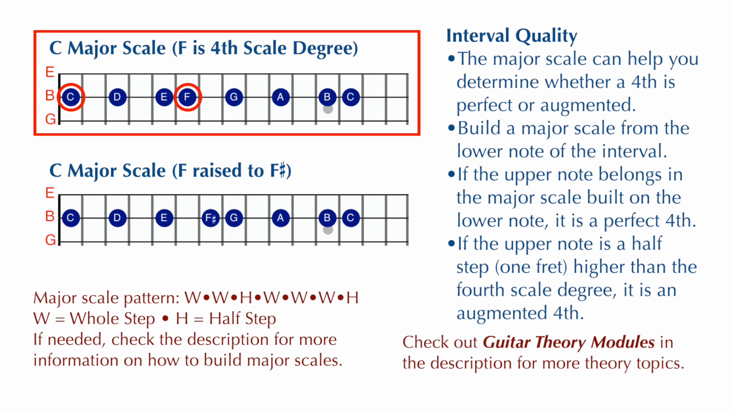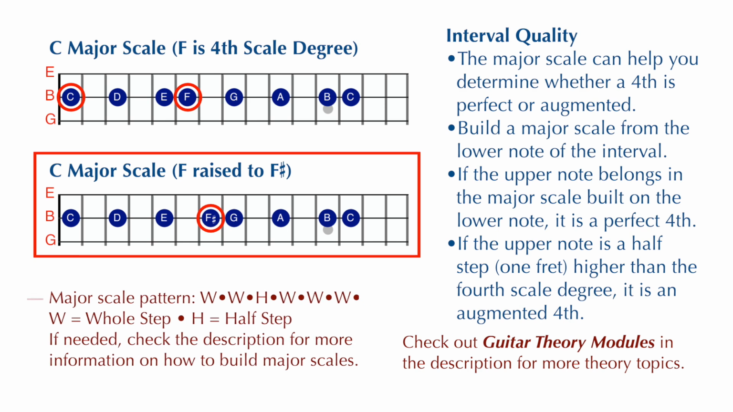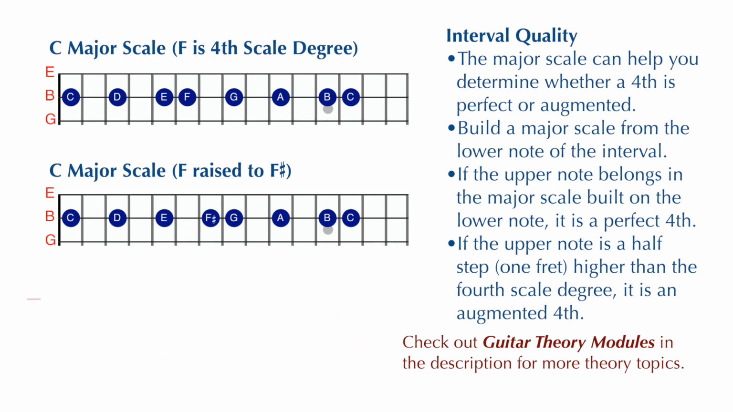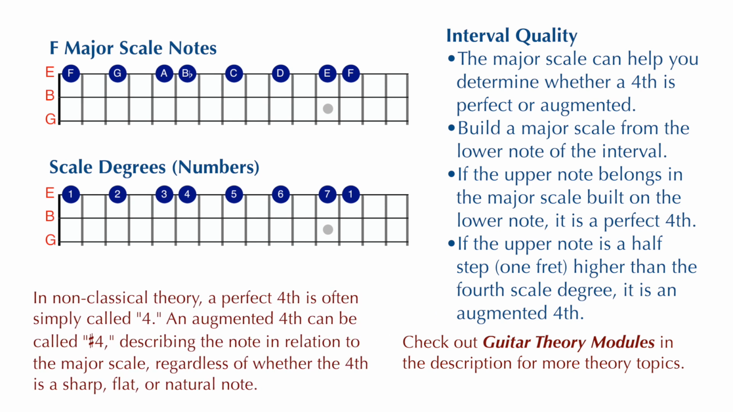So F is a perfect fourth higher than C. If you change that F to F sharp, you now have an augmented fourth. And a note about terminology. In non-classical music, the perfect fourth is often referred to as just 4, while an augmented fourth is often called sharp 4. And this has nothing to do with whether that fourth higher is a flat, sharp, or natural note. It just describes it in relation to the major scale.